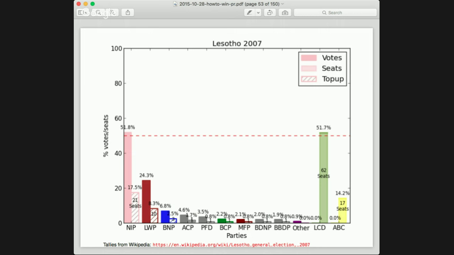And then their opposition, which at this point was the ABC, the All Basotho Convention, which kind of split off from them, had to do the same thing. They said, oh, give us all your riding seats, and then we'll give our friends in the LWP, Lesotho's Workers' Party, some extra votes, right? So then basically there's kind of only two parties at play here, but it's not a very proportional result at all, right? Basically, the LCD gets 0 party vote, which is a pretty good thing.